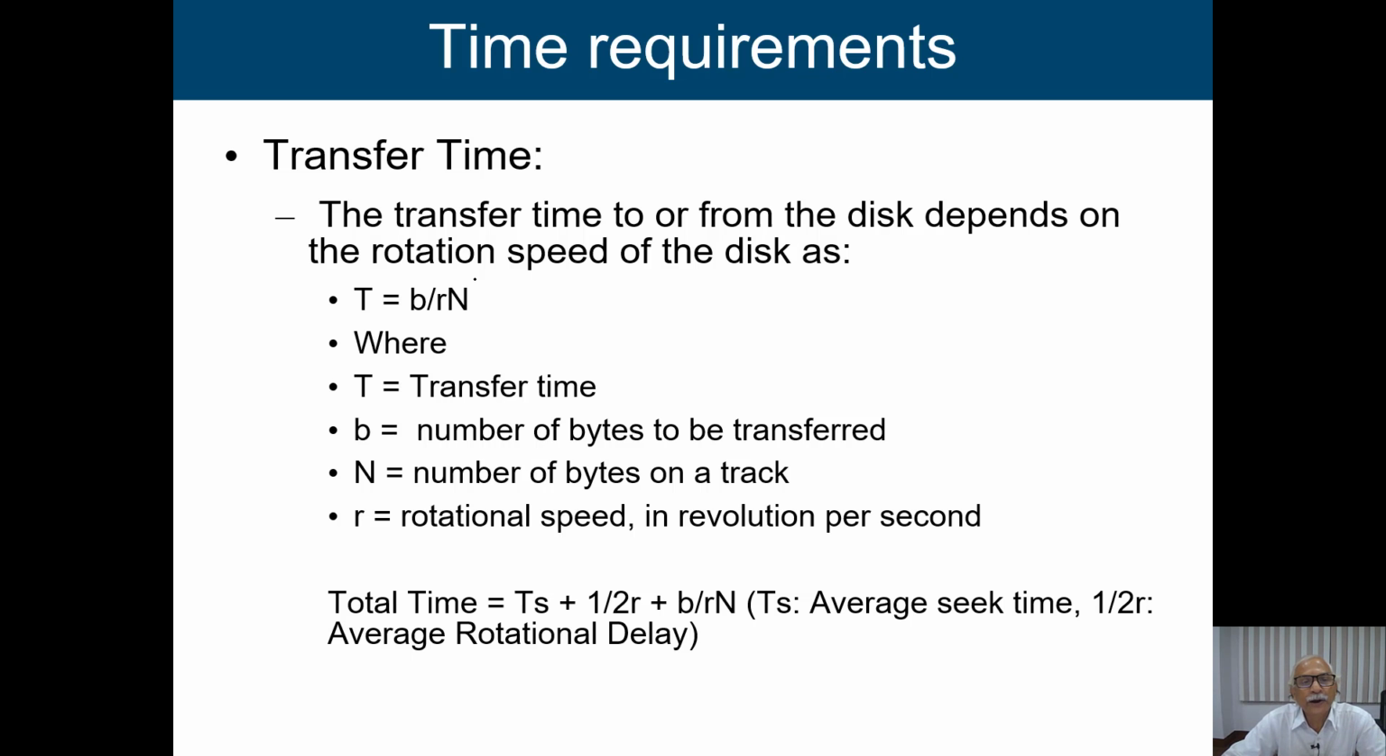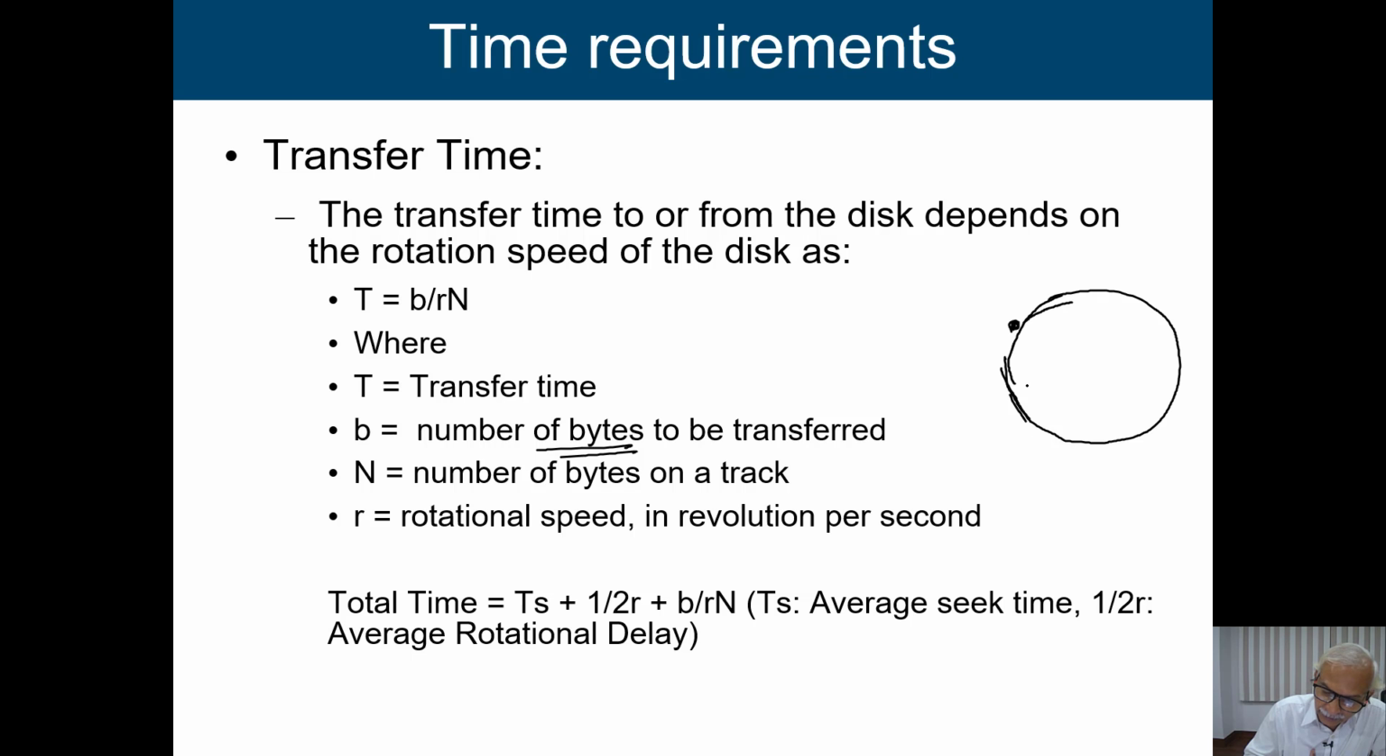What is the time required? B is the number of bytes to be transferred. N is the number of bytes on the track. So how many bytes we are having in a track. This means we are going to consider a particular track, so this is the transfer time from this particular track only. Okay, so we are going to rotate.